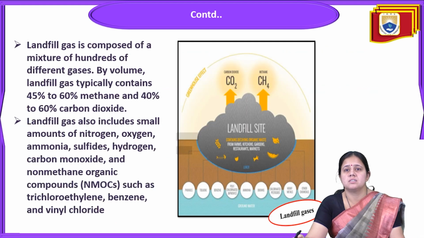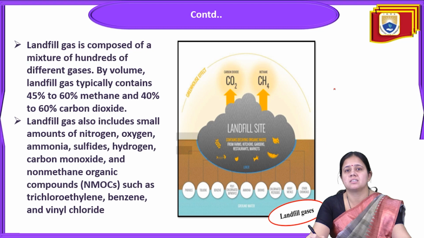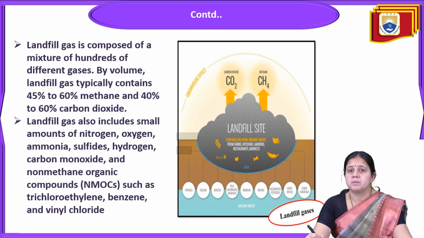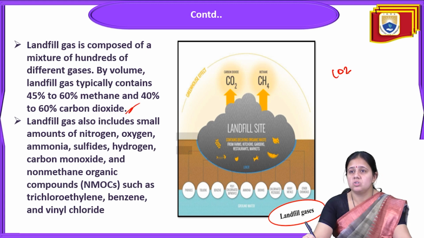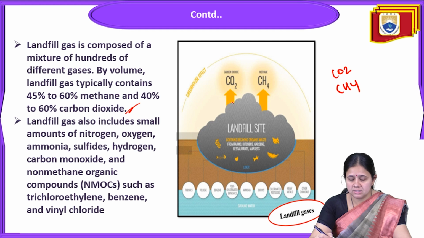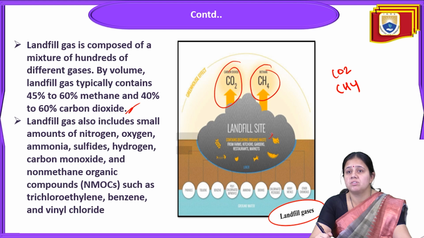See, this is the composition of landfill gas. Landfill gas is composed of a mixture of hundreds of different gases, typically by volume containing 45% to 60% methane and 40% to 60% carbon dioxide. Only two main gases there, CO2 and methane, as you can see in the picture. Methane and CO2 come from the landfill because of the decay of organic waste from kitchens, farms, gardens and restaurants.